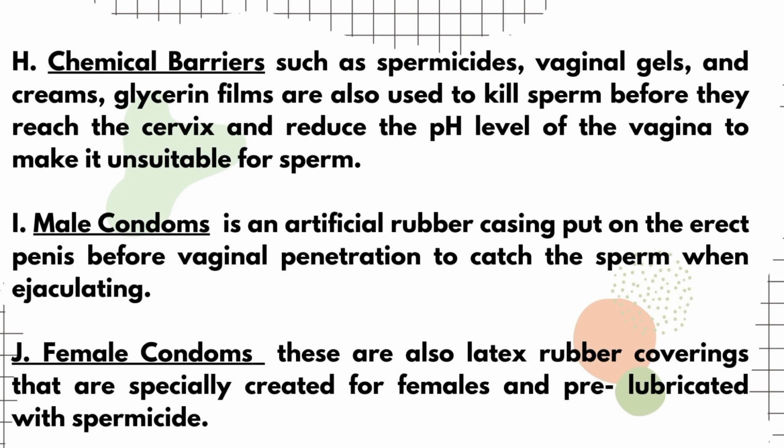And the last type of artificial method is the female condoms. These are also latex rubber coverings that are specially created for females and pre-lubricated with spermicide. The female condom is worn inside the vagina and it prevents pregnancy by stopping the sperm cell from meeting the egg cell.